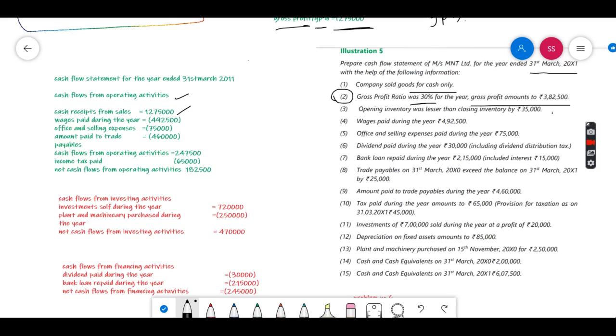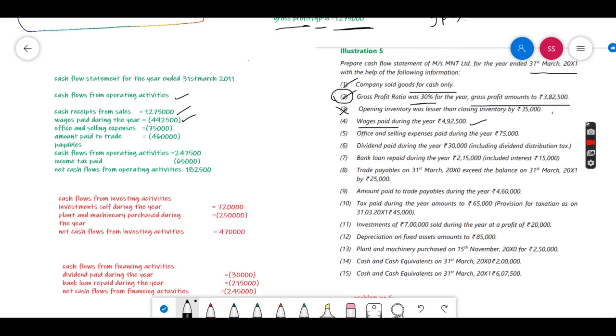So next one is wages. This is not required, so we don't need that. And then this is done, this is done. Wages paid during the year 4,92,500. So wages paid is a cash outflow, which comes under operating activities, right? Because this is related to primary business activities. So wages paid during the year 4,92,500, and we put it in brackets because it's a negative figure.